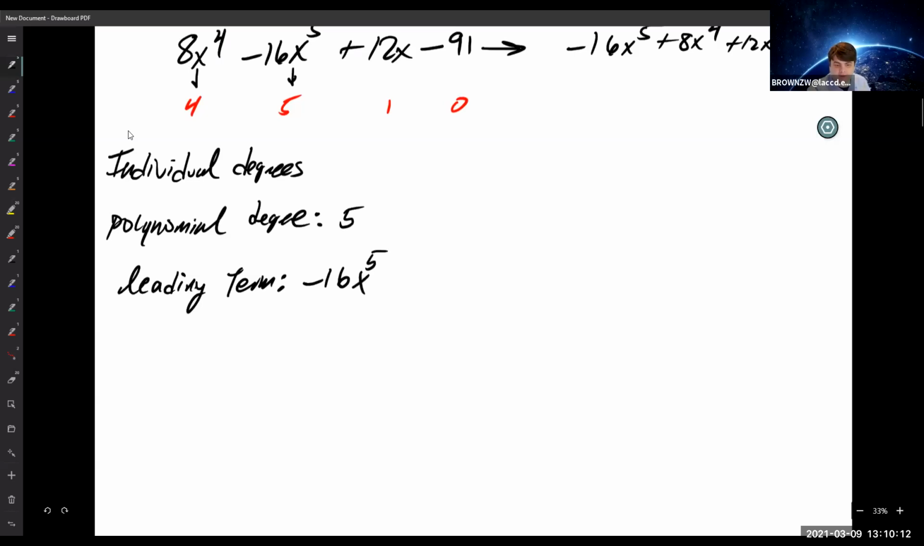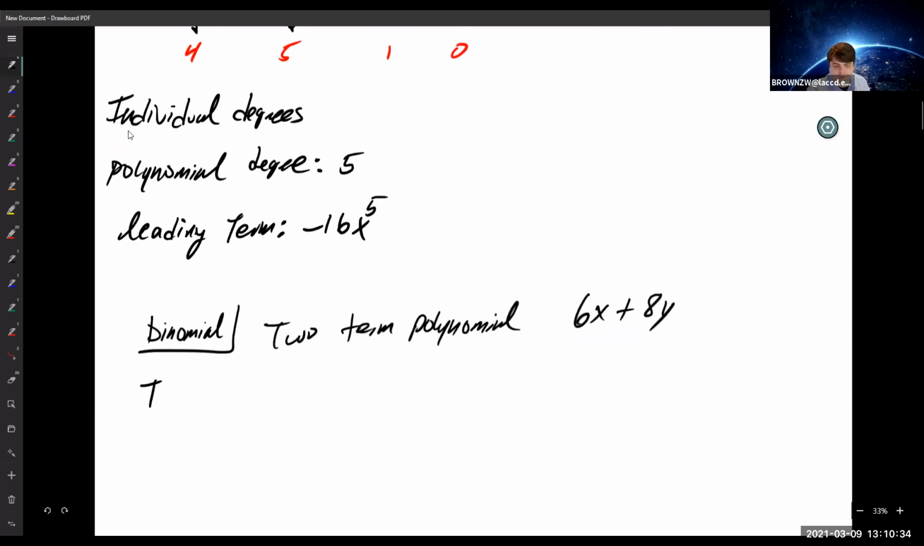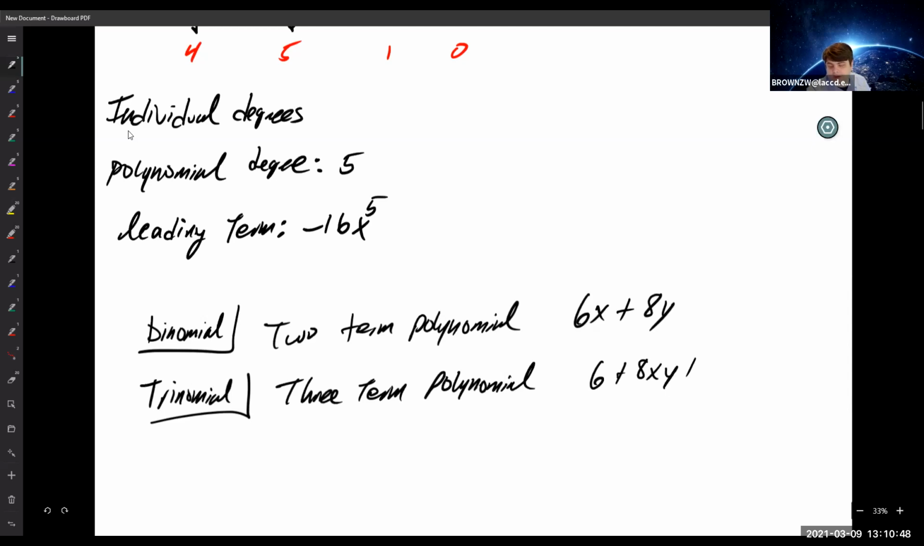And then just two more little vocabs, what we call a binomial and a trinomial. A binomial is a 2-term polynomial, so 6x plus 8y. And a trinomial is a 3-term polynomial, so 6 plus 8xy plus 9c squared.